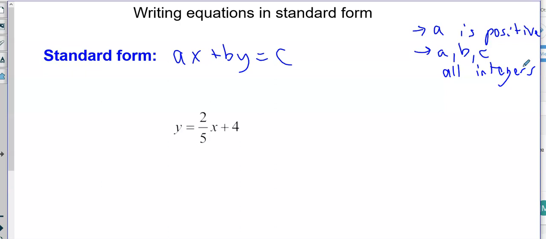So let's try to get this in the right form. You notice that the x term is on the left-hand side of the equation, so I'm going to try to get that over to the left-hand side. So I'm going to subtract 2/5 x from both sides.